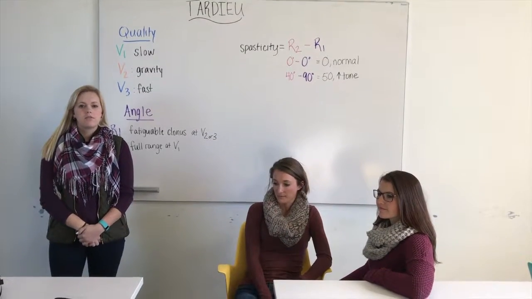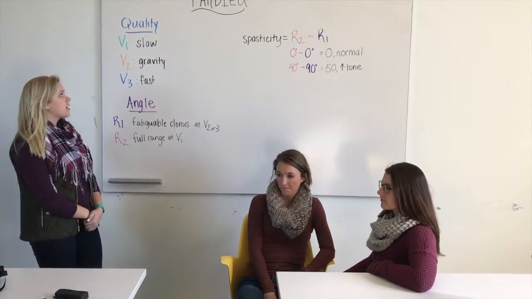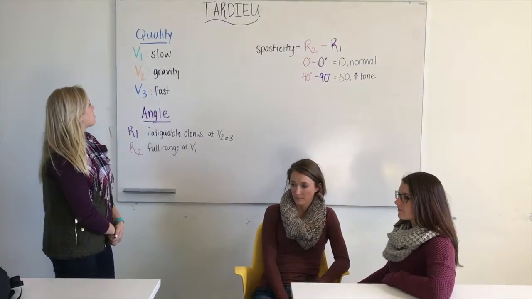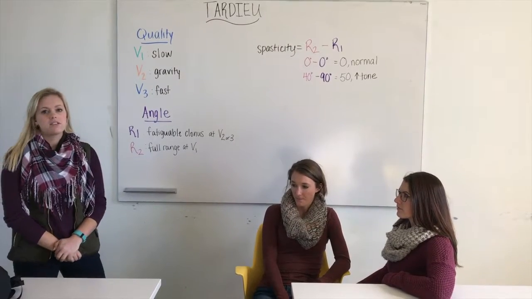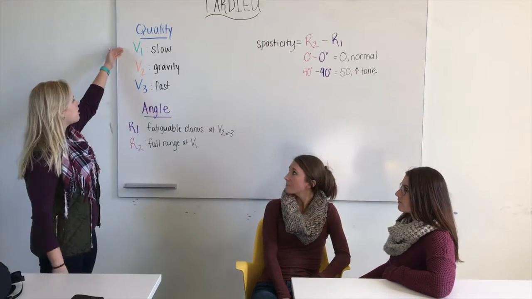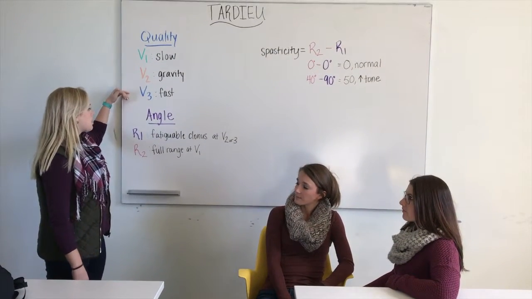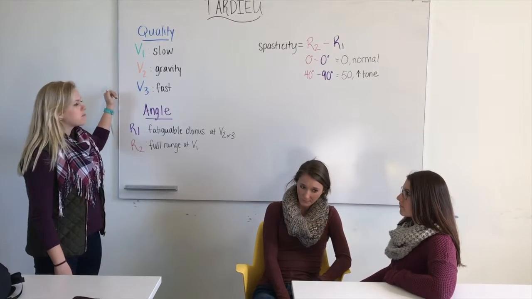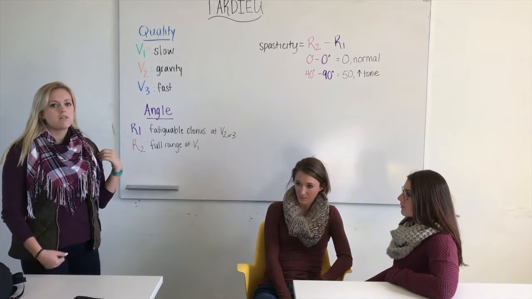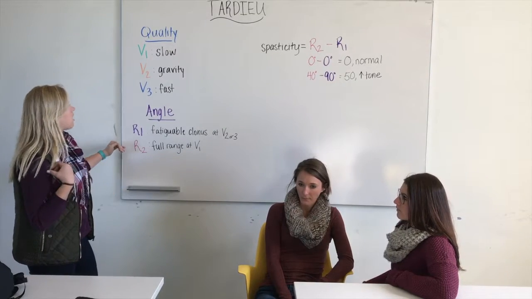Another scale that we can use to measure the tone in a limb would be the Tardieu scale. So this measures the amount of resistance that occurs in a limb when moving it as slow as possible for V1, when just gravity does the work for V2, and as fast as possible for V3. So the two numbers that we're going to get a numerical value for spasticity would be R1 when we're moving it as slow as possible.